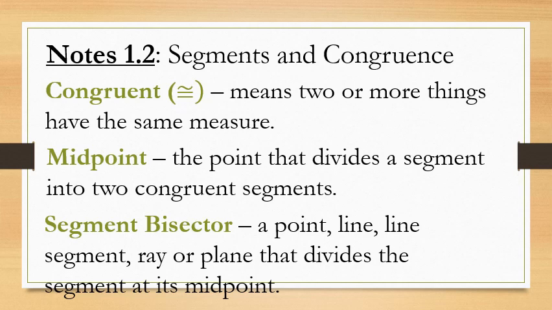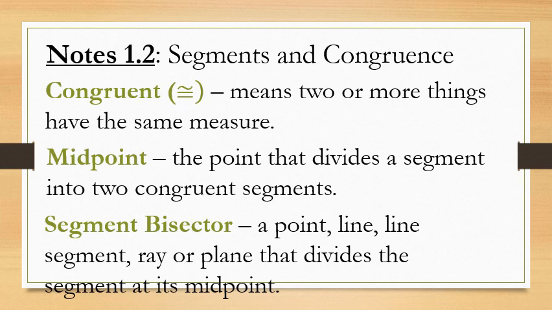So congruent means 2 or more things have the same measure. So sometimes we don't know what the measure or the length is, but we know that it's the same, and that's when we can use the congruent symbol. The congruent symbol is like an equal sign with a little squiggly on it.